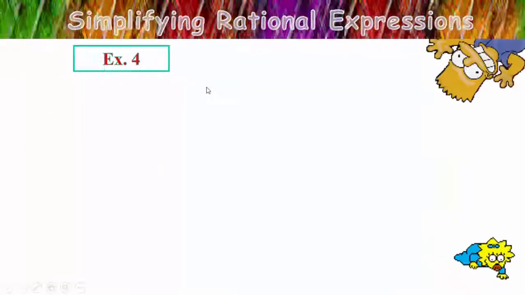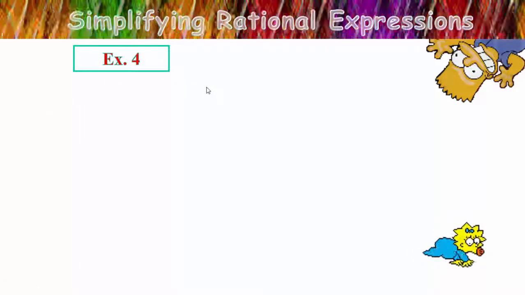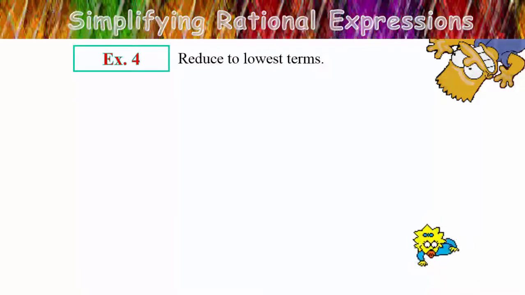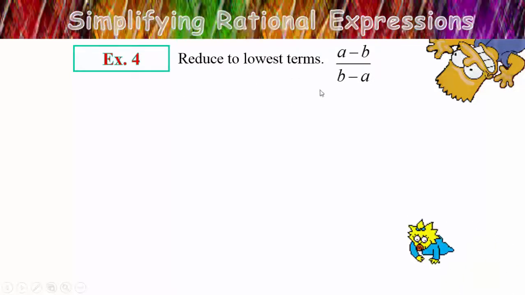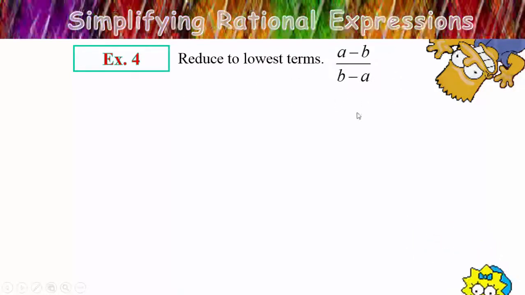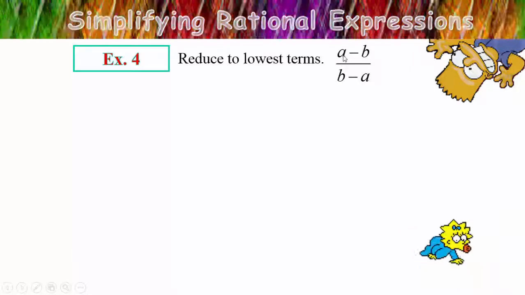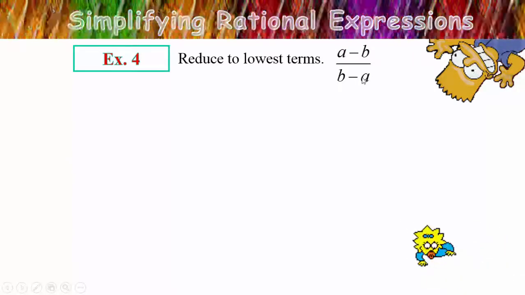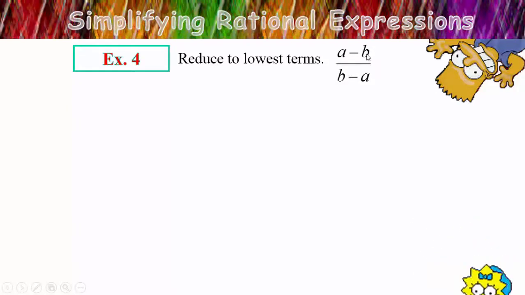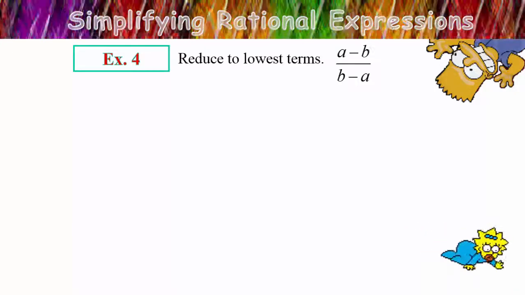So now let's look at example 4. And we're going to reduce this to lowest terms. One may look at this and say, oh, but we have the same letters, therefore they're the same. But they're not, because this A is a positive, and this A is a negative, and this B is a positive, and this B is a negative. And then you may say, well, since that is true, we can't reduce it.